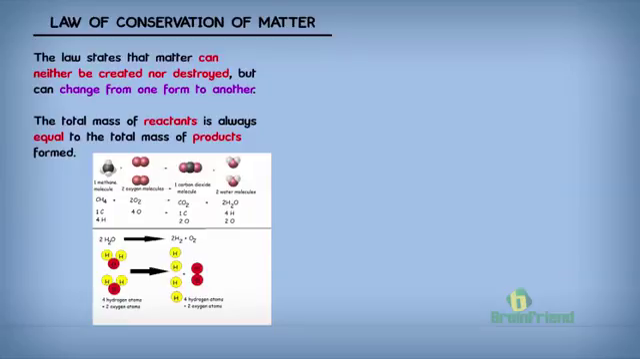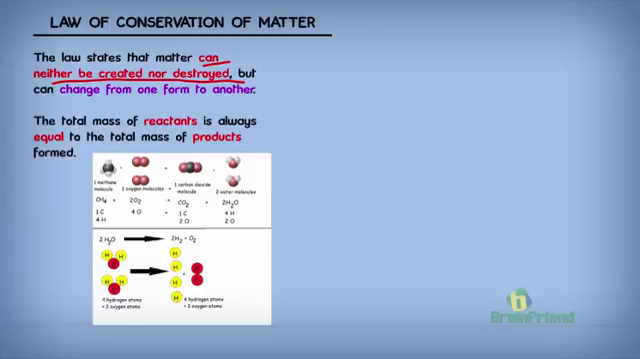The first one is the law of conservation of matter. This law states that matter can neither be created nor destroyed, but can change from one form to another. Okay, so it's trying to tell us that when elements are in a reaction or they are combining together to form something else, no new substance is formed at the end of their reaction.